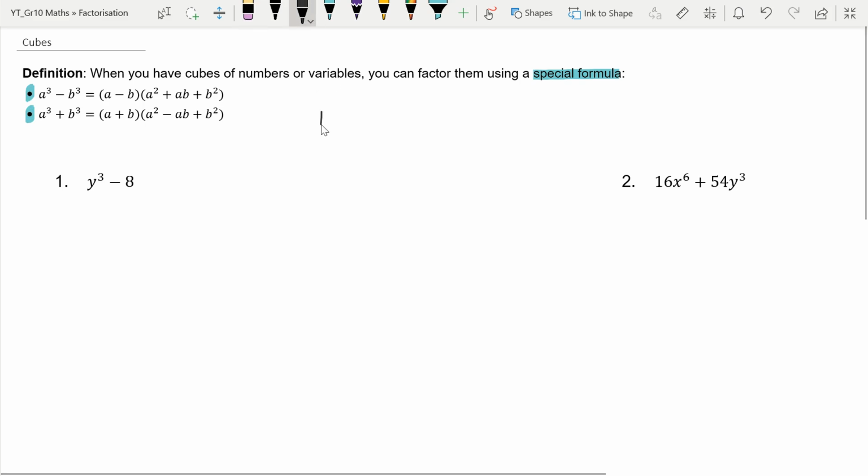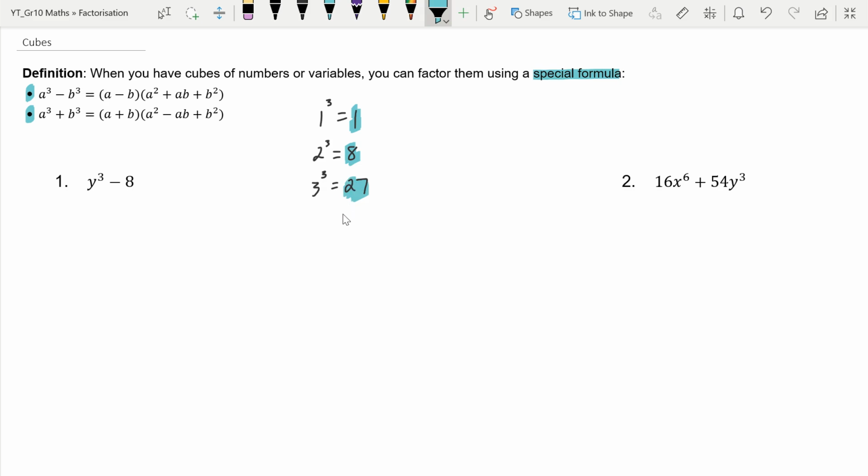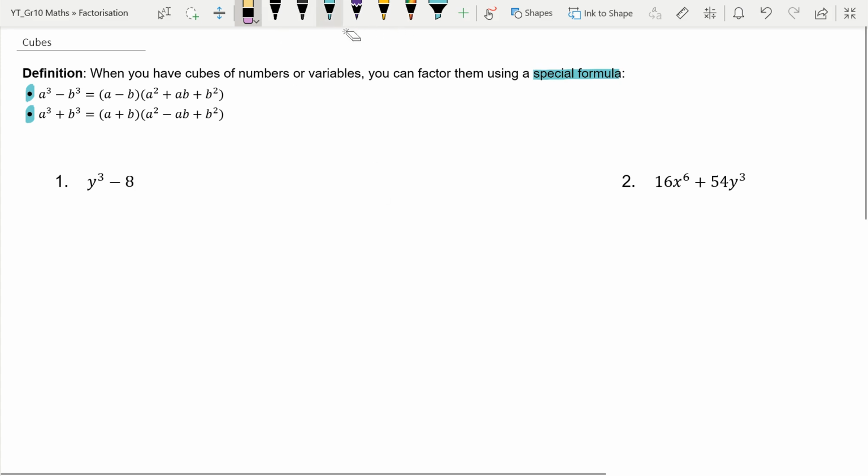For example, if I've got 1 cubed, it's just 1. If I've got 2 cubed, that's 8. If I've got 3 to the power of 3, that gives me 27. So these are all cubes. I can get the cube root of all those numbers. And it's nice when you know them, because then you can easily recognize when I can factorize using cubes. All right, let's look at the first one.